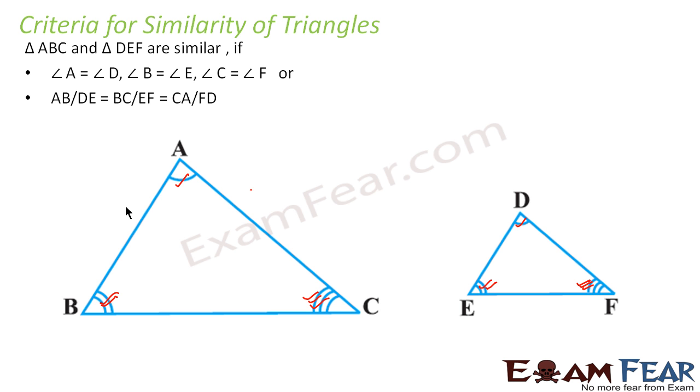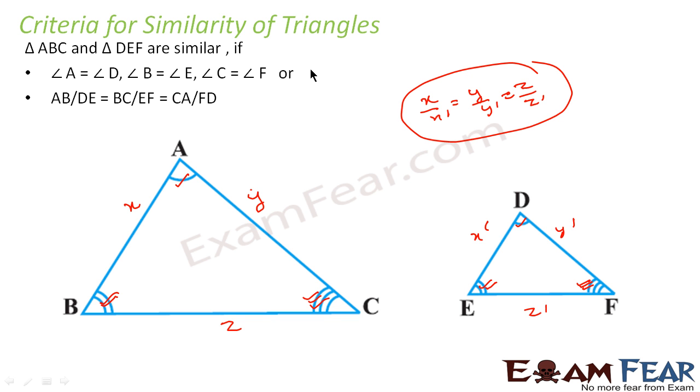If this is X, this is Y, this is Z, this is X dash, this is Y dash, this is Z dash, then X by X dash has to be equal to Y by Y dash, and this has to be equal to Z by Z dash. If either one of these conditions is true, then two triangles are said to be similar.